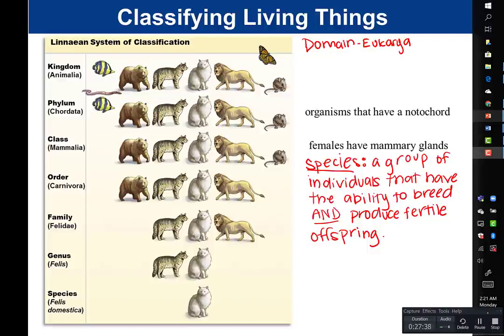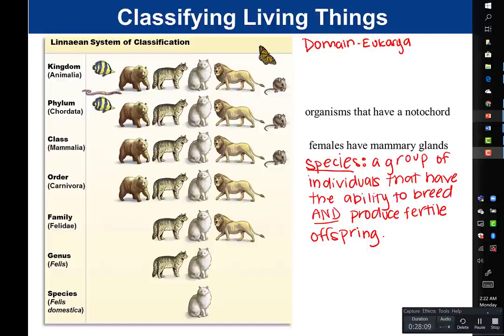Now, the mules are infertile. They're not able to give rise to more mules. So that's why horse and donkey are separate species. Yes, they have the ability to breed, but they don't produce fertile offspring. So they're not the same species. They're separate species. So that is kind of your definition of what a species is. Now, does that apply to everything? The answer is absolutely not.